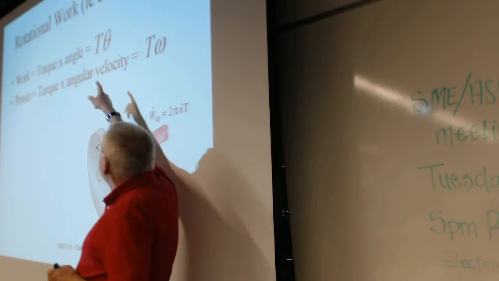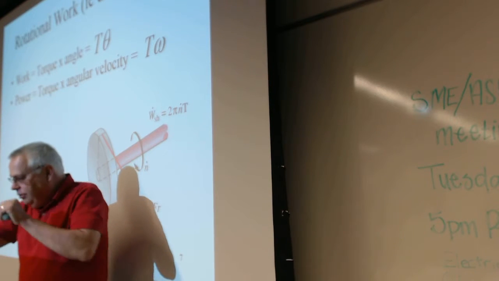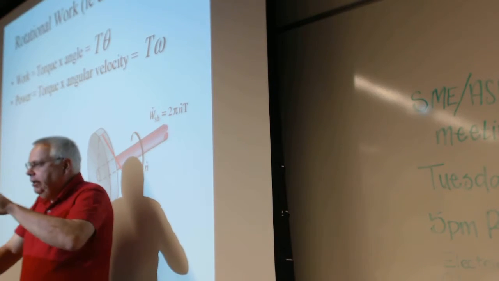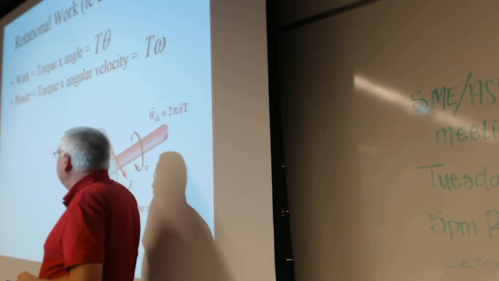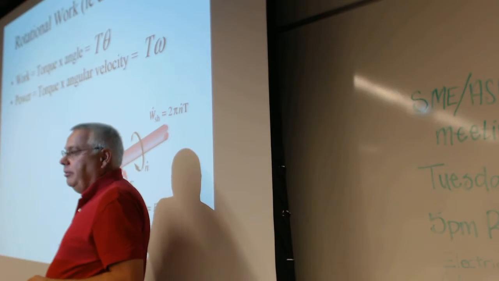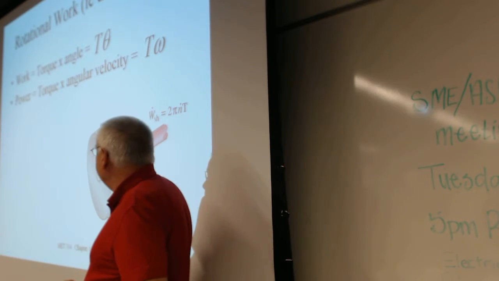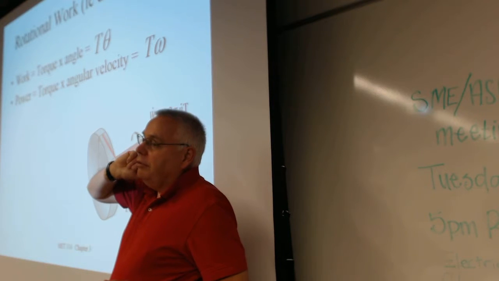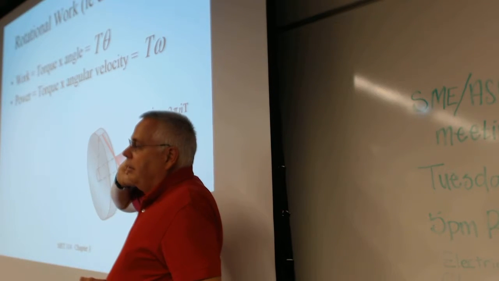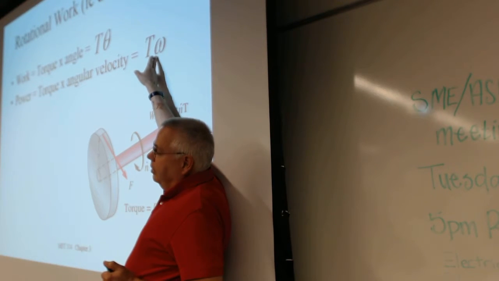So torque times theta. You cause torque by having your foot on the pedal, and if you go 2 pi radians, that would be 1 revolution. That's going to make you go forward a certain distance. How much work did you do? It's probably going to correlate to force times the distance your bicycle went. And the basic formula for mechanical power is torque times omega, which would be radians per second.